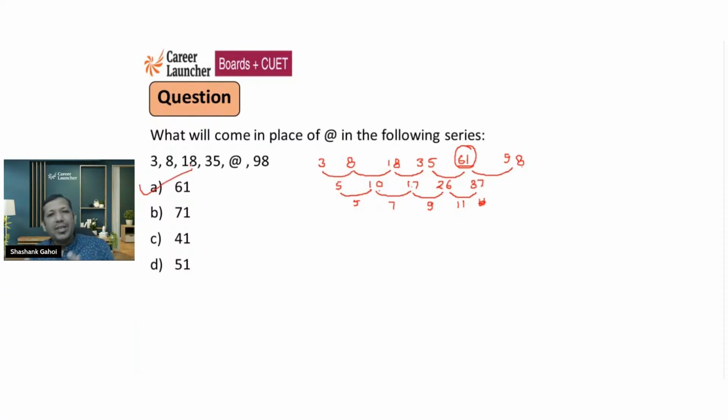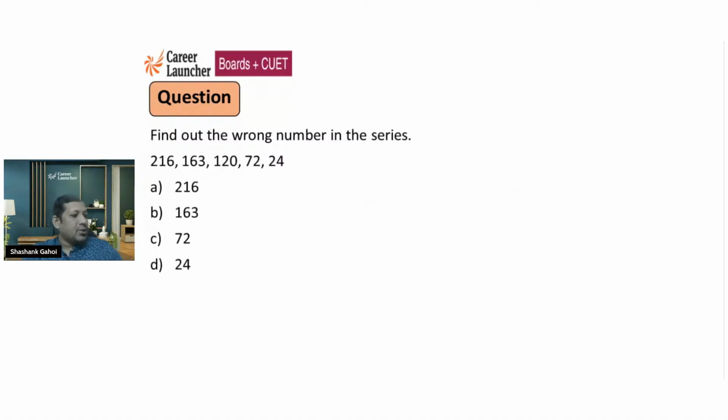So when you see some randomness in differences, then look for differences of differences. You will find some pattern. There must be some pattern, because if there is no pattern, there will be no series. Okay. Now let's look at the next one.